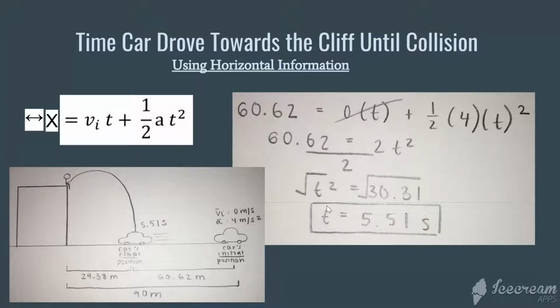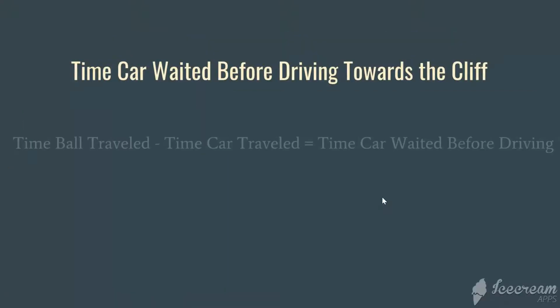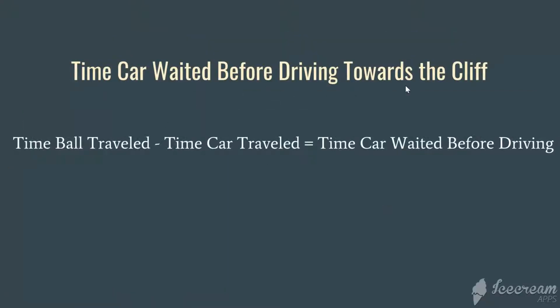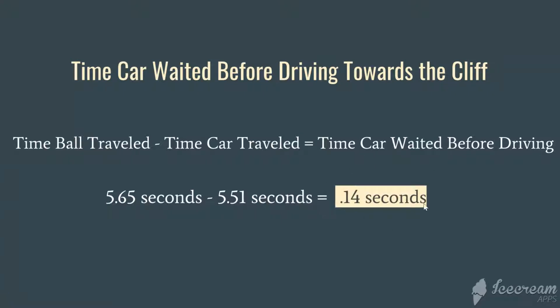So last part, to find how long the car must have waited after the ball was thrown until it started driving, we can simply subtract the time the car traveled, which we just found to be 5.51 seconds, from the total time the ball traveled, which is 5.65 seconds. So this would be, if we put it into the equation, 5.65 seconds minus 5.51 seconds. And this yields a time of 0.14 seconds, meaning that the car waited 0.14 seconds after the ball was tossed before its driver hit the pedal.